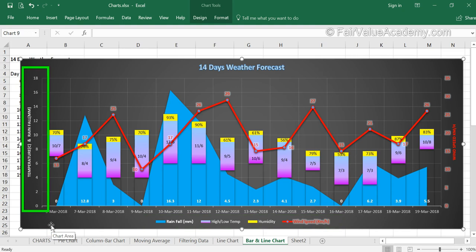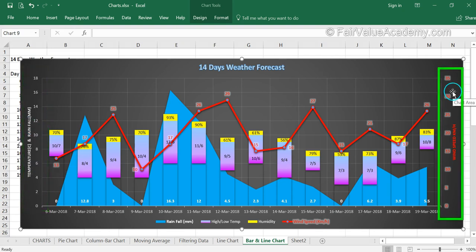There are 2 vertical axes used here. The primary vertical axis is used for measuring temperature and rainfall, and the secondary axis is used for measuring wind speed in kilometers per hour.